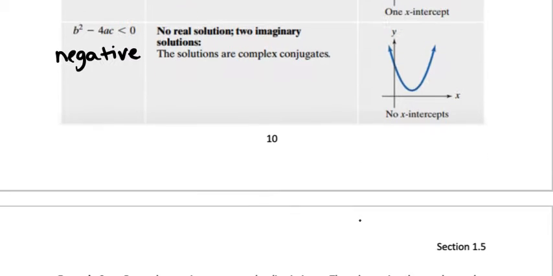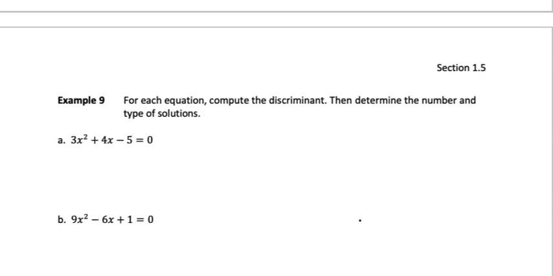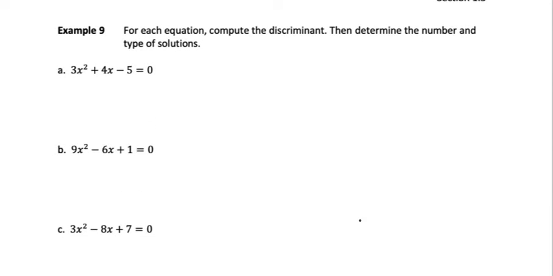So we're going to look at example 9. It says for each equation, compute the discriminant, then determine the number and type of solutions. So we're going to identify our a, b, and c first, and we are plugging into b squared minus 4ac. So for part A, b is 4, a is 3, and c is negative 5.